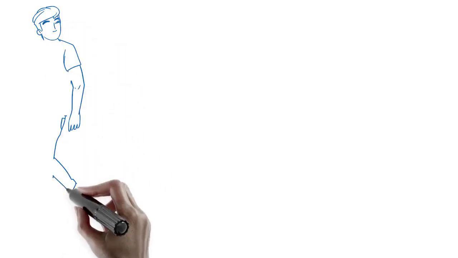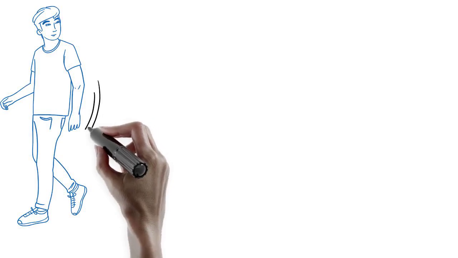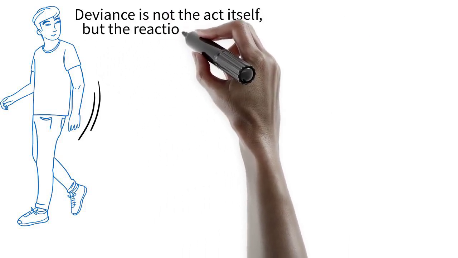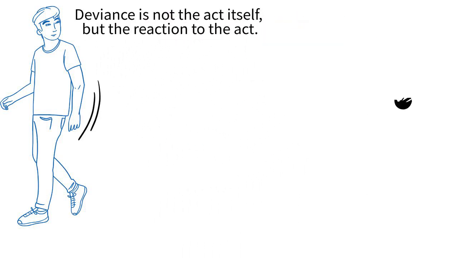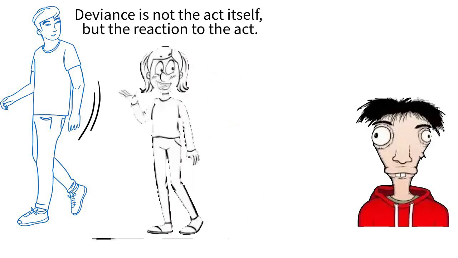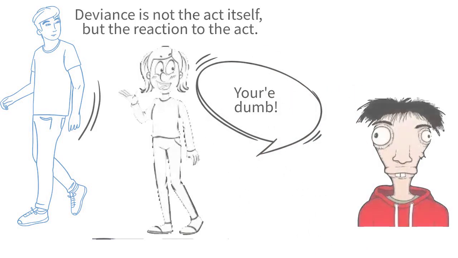Howard Becker, in 1963, said something groundbreaking. Deviance is not the act itself, but the reaction to the act. In other words, it's not always what you do that defines you as a deviant, it's how others respond. This means society creates deviance by labeling certain behaviors as wrong and labeling certain people as deviant.